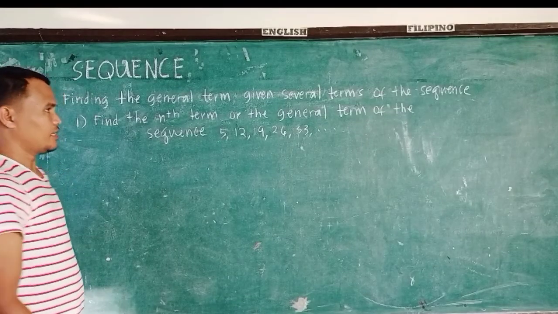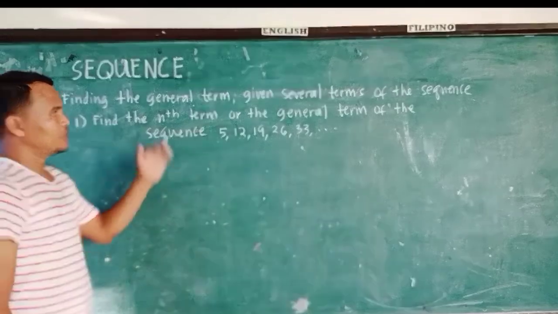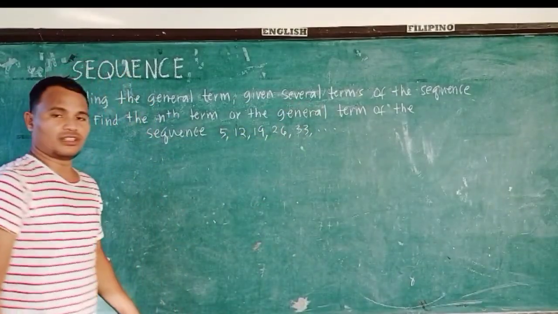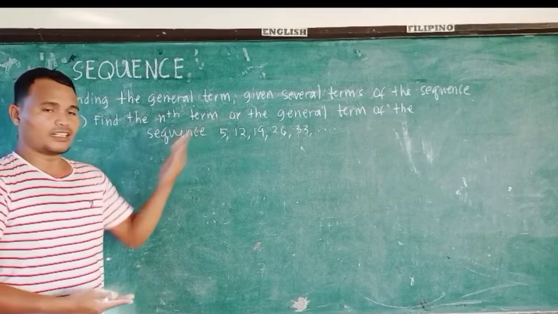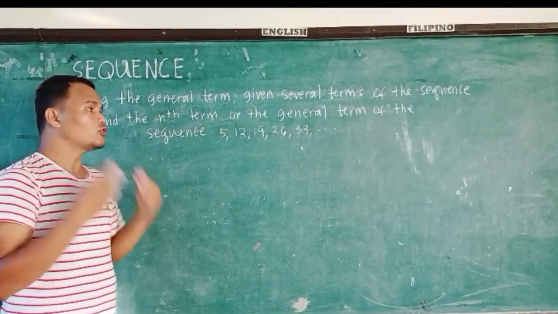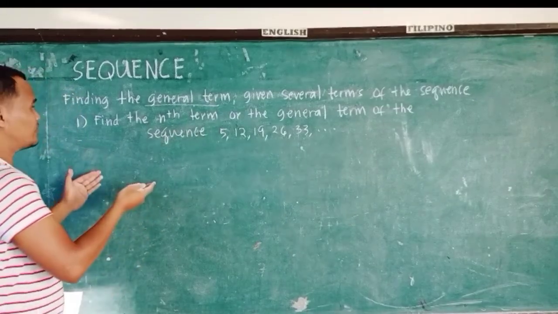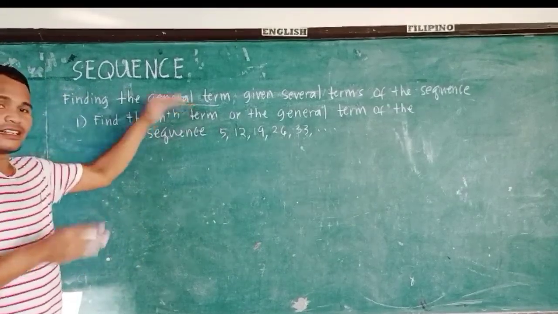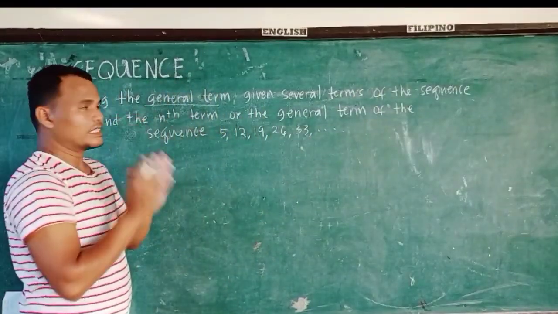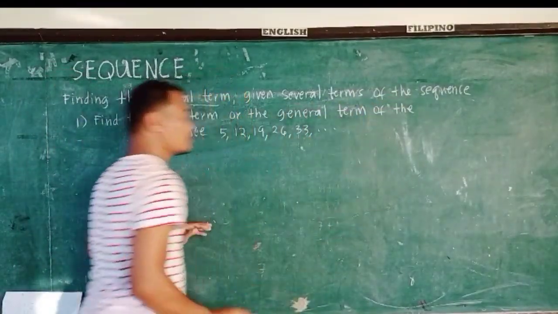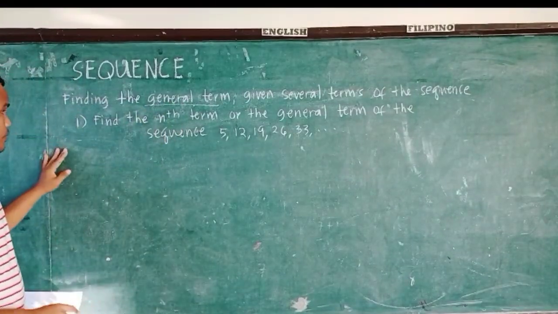Next activity, we are going to find the general term given several terms of the sequence. In other words, we are reversing the process. Earlier, given several terms, we find the general term. But in the previous activity, given the general term, we found the terms. Now again, given several terms, we find the general term. Example number 1.